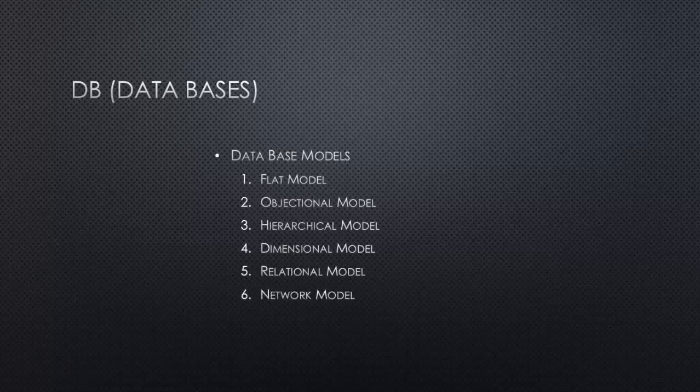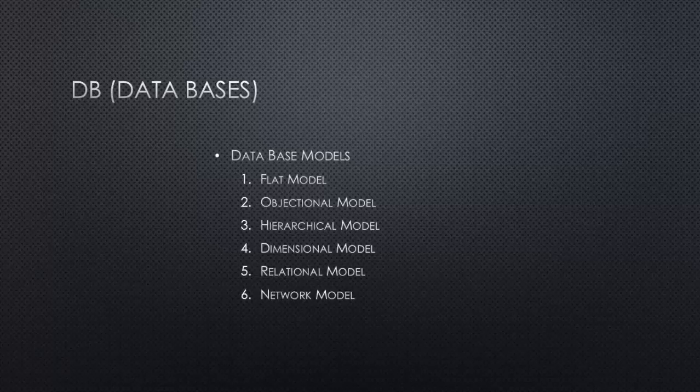So I'm going to go over the 6 main types of database models. First is a flat model. An example would be an Excel spreadsheet. It's made up of rows and columns within a table. The next one is the object-oriented model. It makes sure that each database is using a system that is compatible with the application it's interacting with.